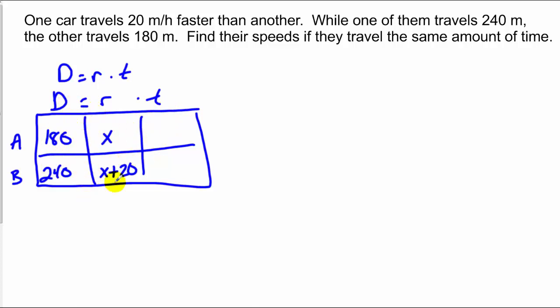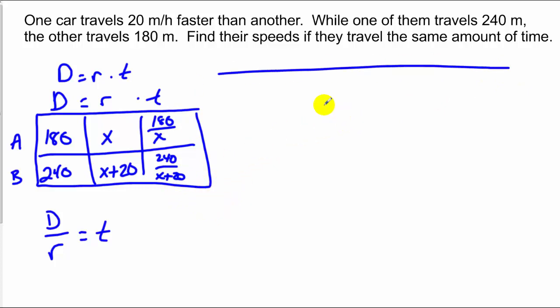I know that if I have two columns, I want to fill out the third using the relationship given. So if I want time and I have the distance and rate, the distance over the rate is equal to the time. So I divide the two, get 180 over x, 240 over x plus 20. And they also tell us that they've traveled the same amount of time. So even though these times look different here, their quantities are actually equal to each other. So I have 180 over x is equal to 240 over x plus 20.